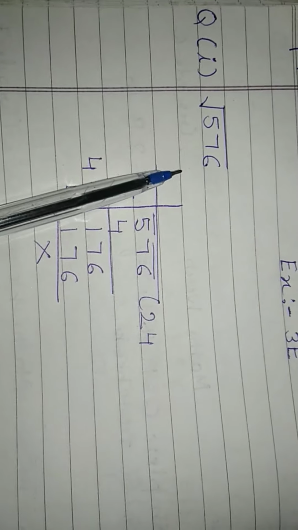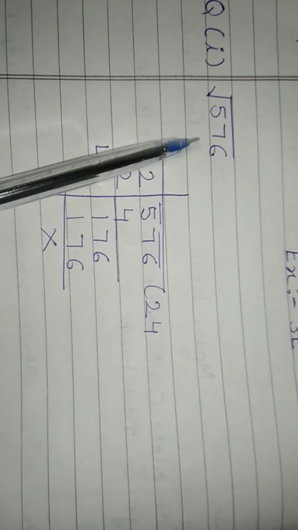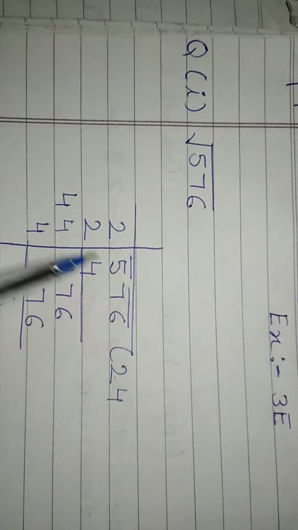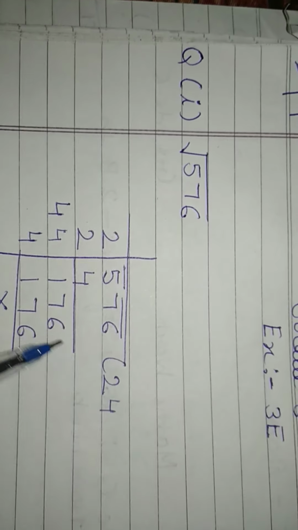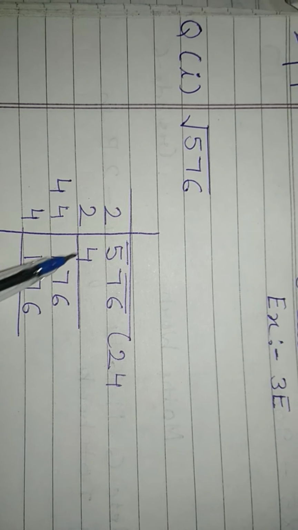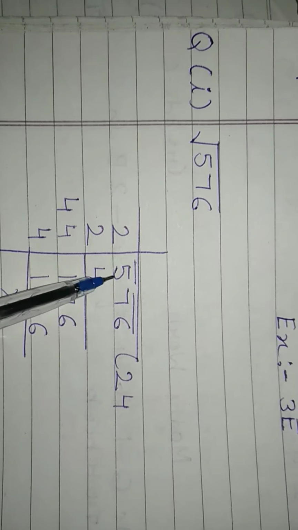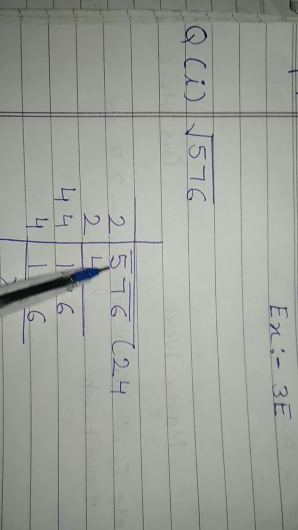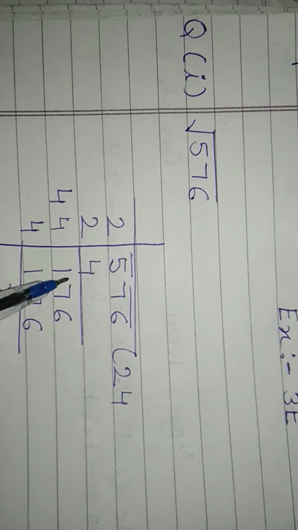In this exercise we will use the long division method to find the square roots of the given numbers. Firstly we group the digits in pairs starting from the units place. In division we start grouping the digits from the left hand side.